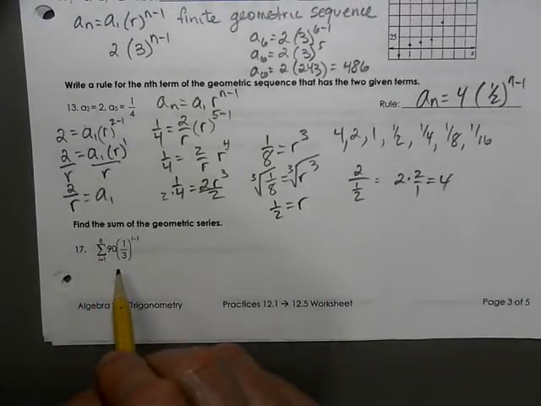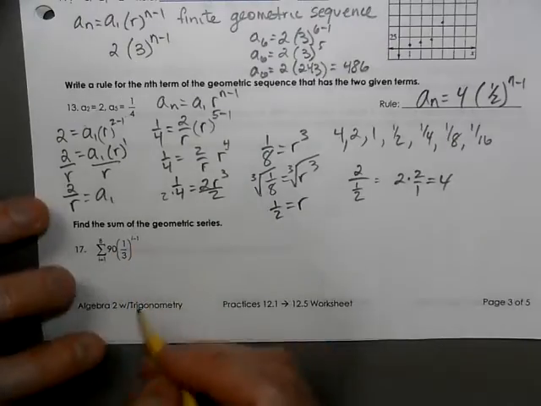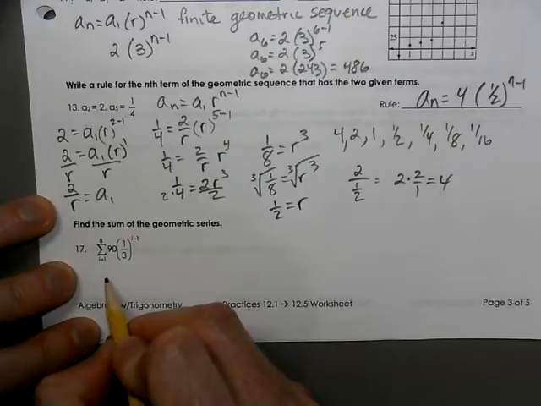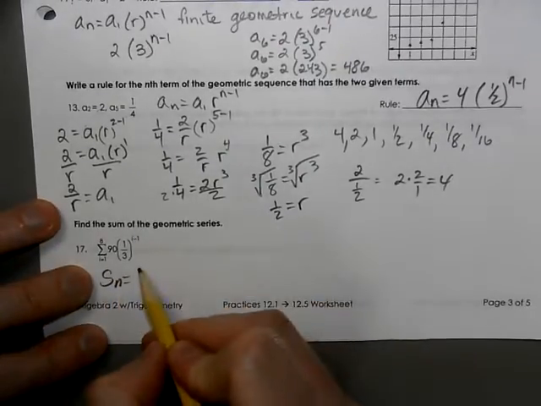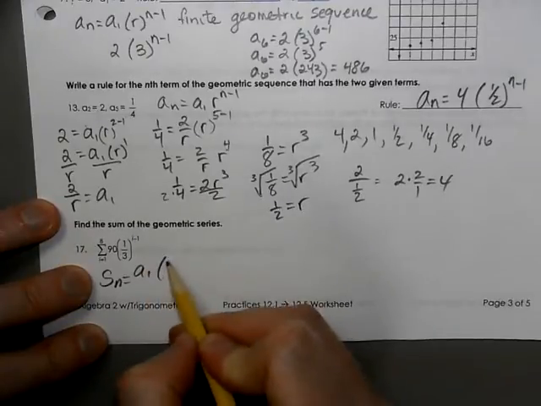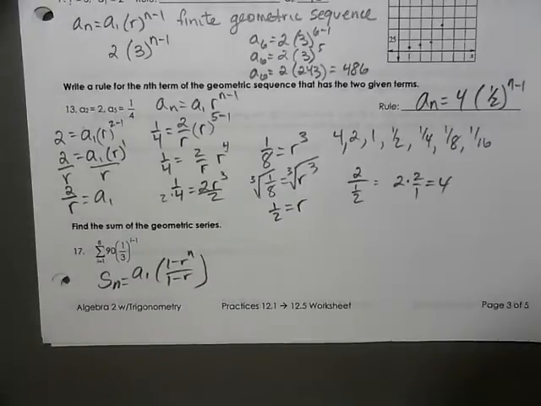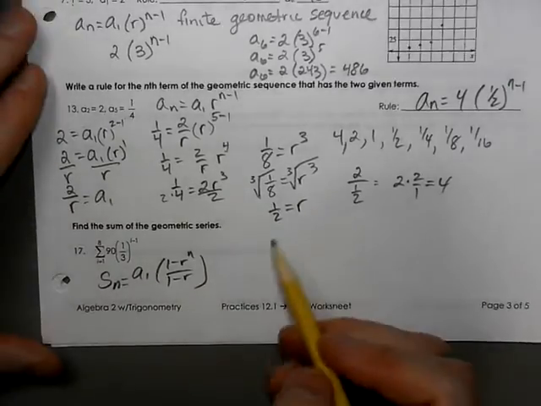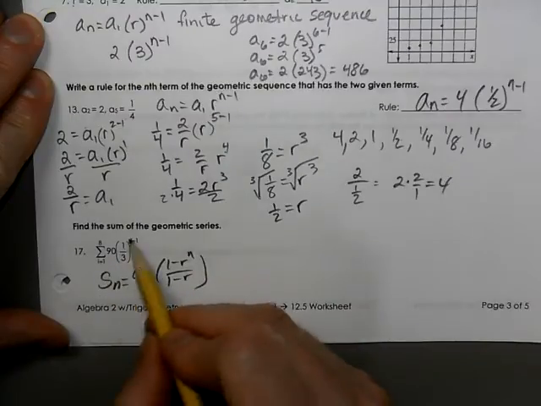Here we're going to find the sum. We know that this is geometric because it's a ratio being raised to a power. So to find the sum, we're going to take a of 1 times 1 minus r to the nth power over 1 minus r. That's our formula. So we need to find these different values.